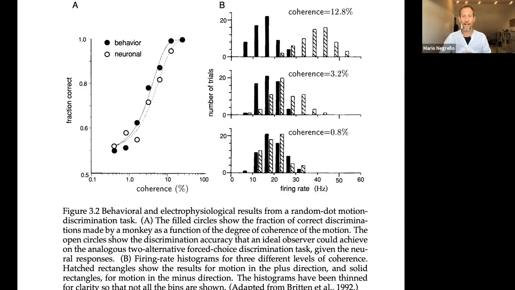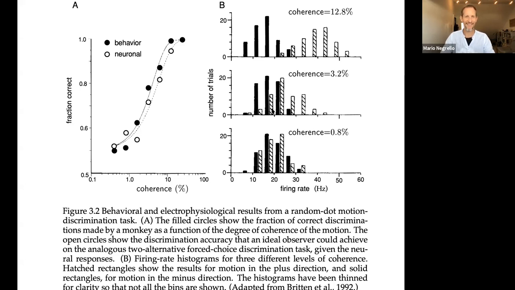The monkey can do this task, by the way, and there's a funny thing here. The monkey makes more incorrect decisions than we can extract from a single neuron in his IT.